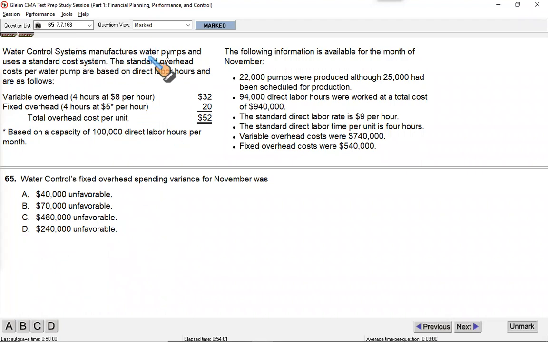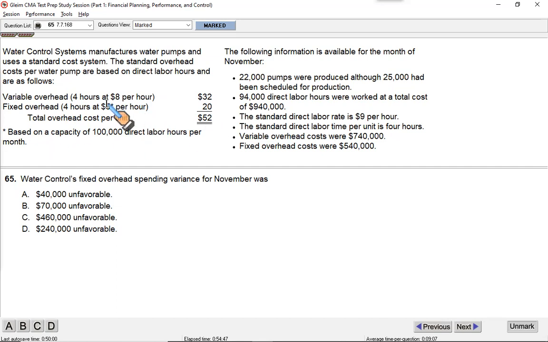Water control system manufactures water pumps and uses standard cost system. The standard overhead cost per water pump are based on direct labor hours and are as follows. Variable overhead, it is applied at the rate of 4 hours at 8 per hour. This 8 is the variable overhead absorption rate or variable overhead recovery rate, allocation rate, many names. I just keep on saying it again and again. Fixed overhead is applied on 4 hours and the rate is $5 per hour. This is the fixed overhead allocation rate or absorption rate, right? So 32 for the variable, 8 times 4, and 5 into 4, 20 for fixed. Total overhead that goes into a single product is 52.